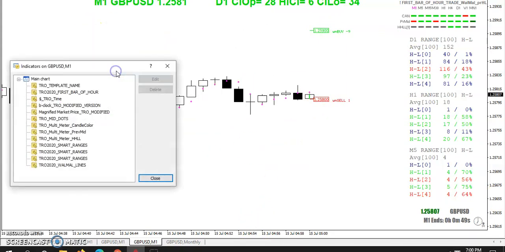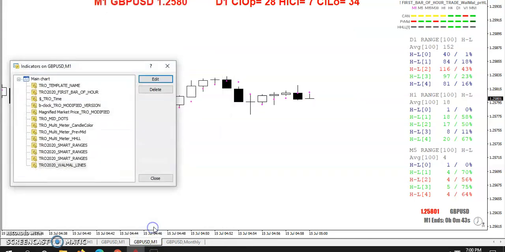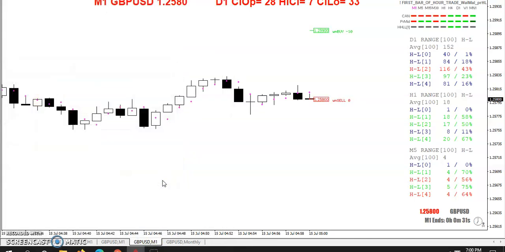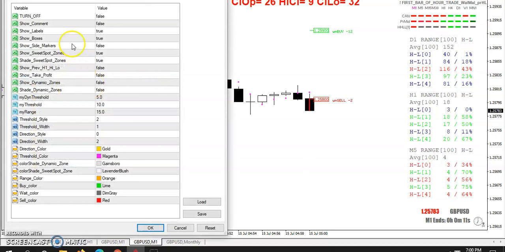Now here's where the fun begins and the new features of the indicator. We have the sweet spot zones. If you want to shade them, now there's a separate switch for each one of the zones. So you have the sweet spot zones, and if you want to, you can shade them, but it's going to take a few seconds for the shading to appear because we're still on the very first candle. And while we're waiting for that to happen, we can go on to the next feature.